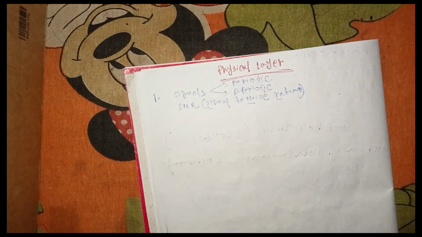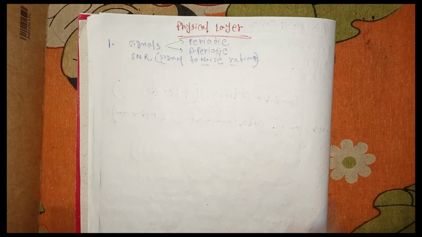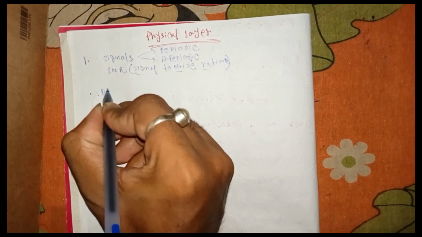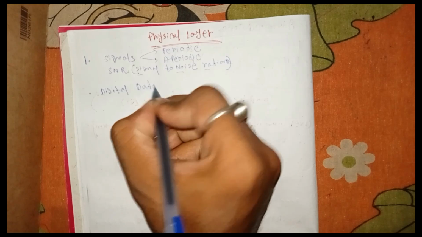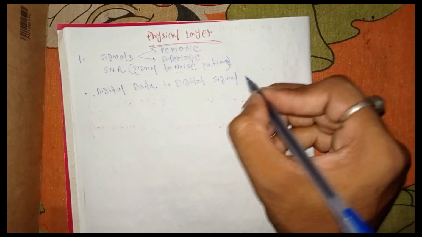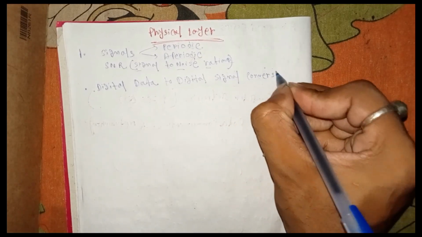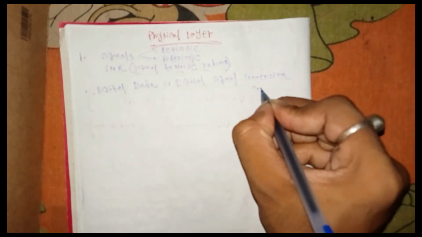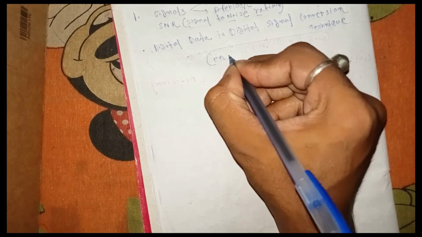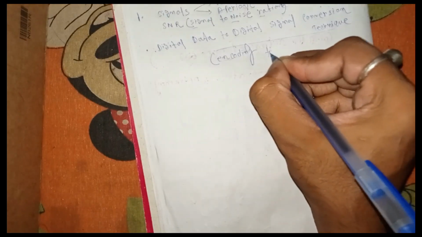Now we need to learn about the digital data to digital signal conversion techniques. In digital data to digital signal conversion, we have lots of processes. We summarize this as encoding techniques. This can be asked in the exam. Encoding technique.